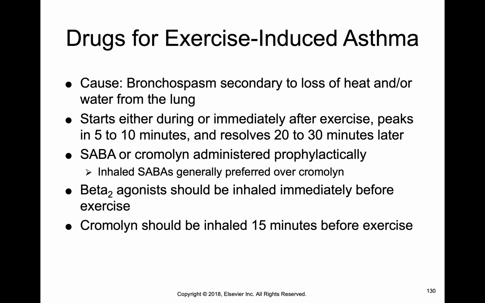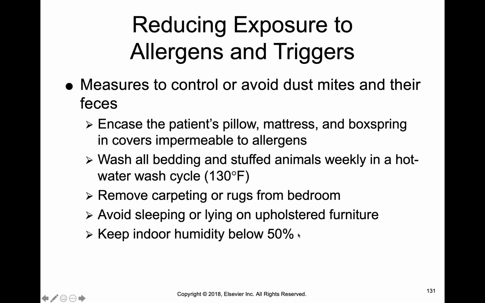Some tips for exercise-induced asthma. Again, you can use a short-acting beta agonist right before exercising, or a long-acting beta agonist. I believe Serevent or salmeterol has an FDA indication for exercise-induced bronchospasm. So that one I think is done 15 minutes prior to exercise. And I would stray away from cromolyn. I don't think it's very effective. Okay, some more stuff about reducing exposure to environmental triggers. So just keep these in mind.